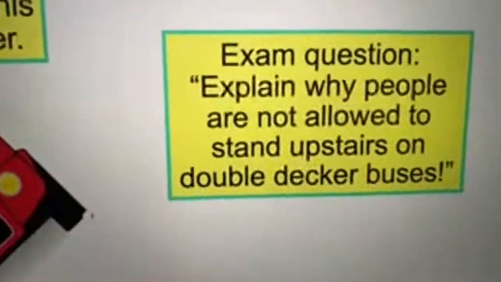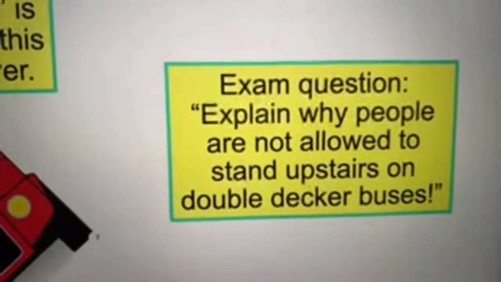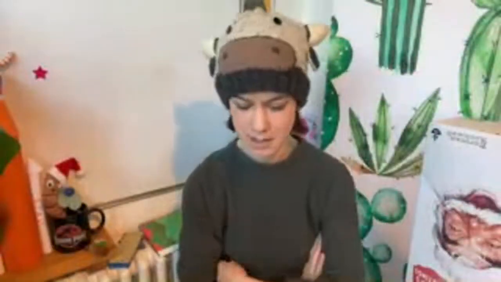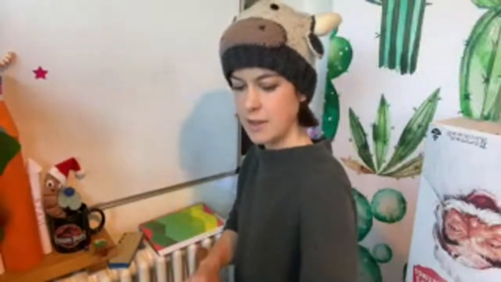But imagine it's an IGCSE question. Have a go at writing the answer. Why are people not allowed to stand upstairs on double-decker buses? Use the language that we've learned this lesson. Use the language of physics to explain your reasoning. Let's say it's probably got a 2-mark answer. It's probably 2 marks, isn't it? Why are people not allowed to stand up?